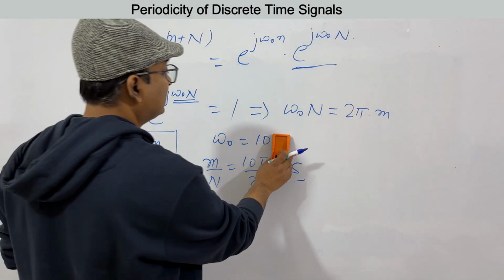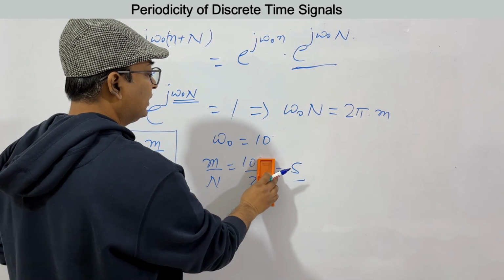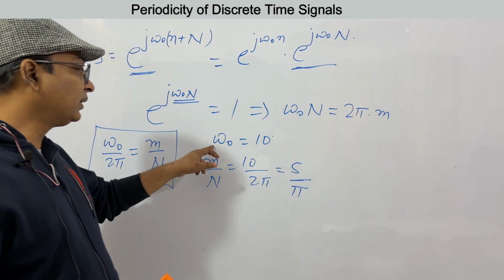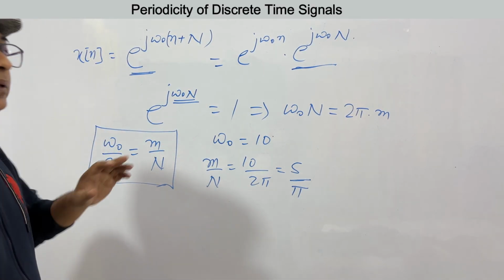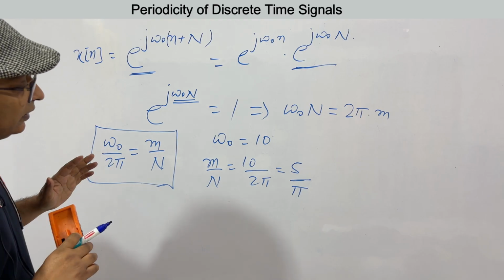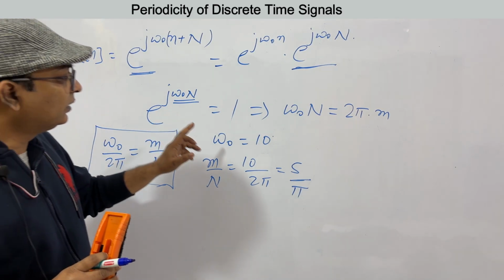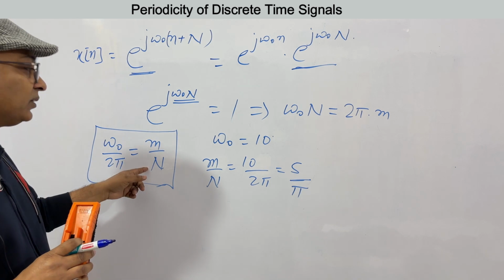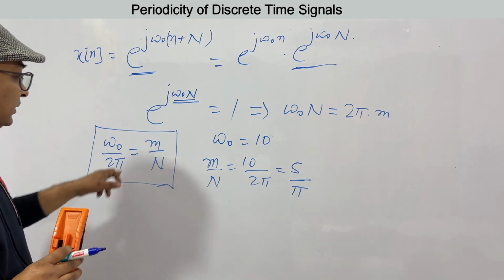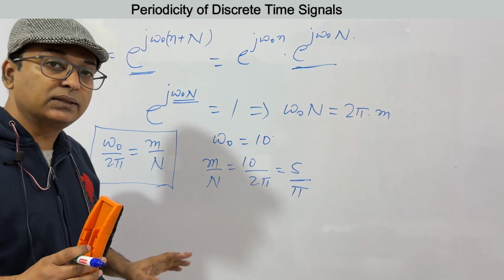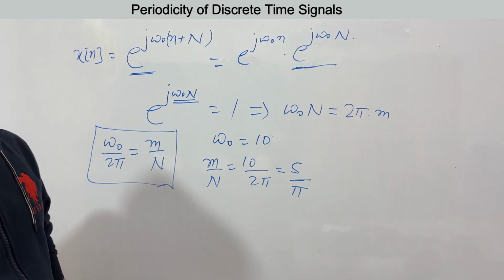But what if this is 10? If omega 0 is 10, our answer will be 5 by pi, which is not a rational number. That is, at omega 0 equal to 10, the signal will not be periodic. This is in contrast to the continuous time signal, but you'll have to understand this. When the m by n ratio is rational, this is periodic. When it is not rational, the signal is not periodic.